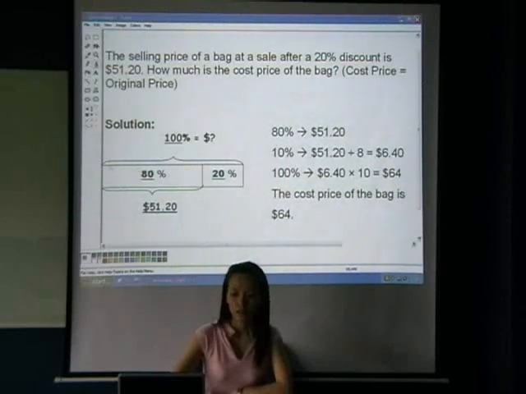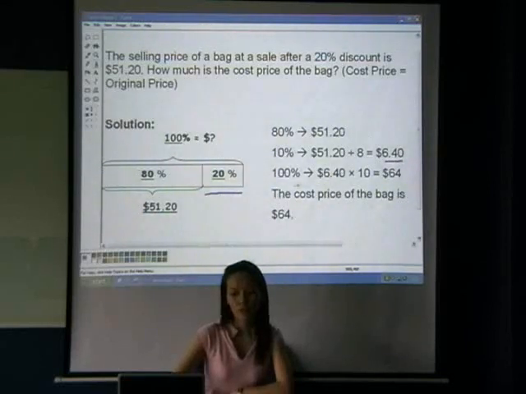In the model that we draw, we take 100% as the original price. After the 20% discount, this is the 20% discount, the price of the bag will be 80%. So 80% is $51.20. So 10% will be equivalent to $51.20 divided by 8, and we will get $6.40.